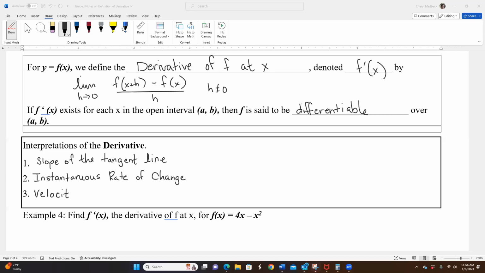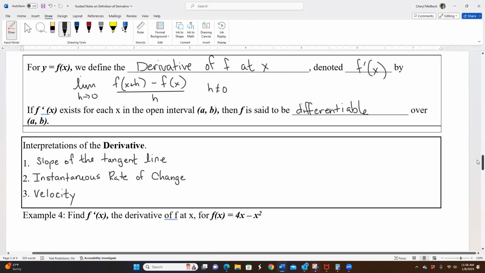In our previous video, we talked about the definition of derivative and then its interpretations. So one interpretation of the derivative is it's the slope of the tangent line. The second is that it's also the instantaneous rate of change. And the third is, of course, that it represents velocity. Let's work on this in example 4.